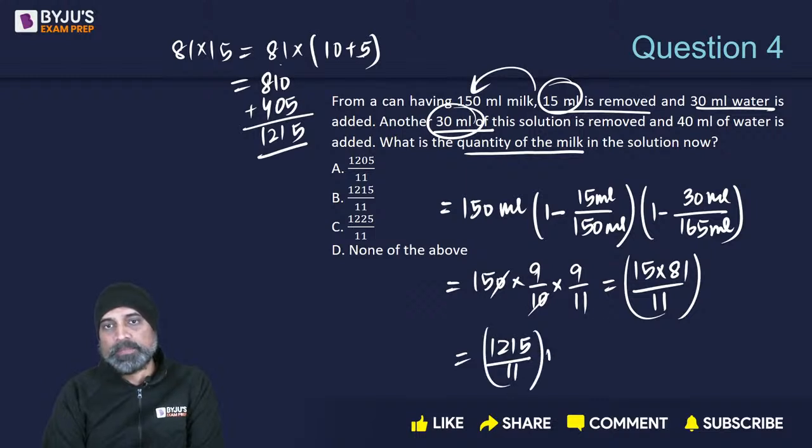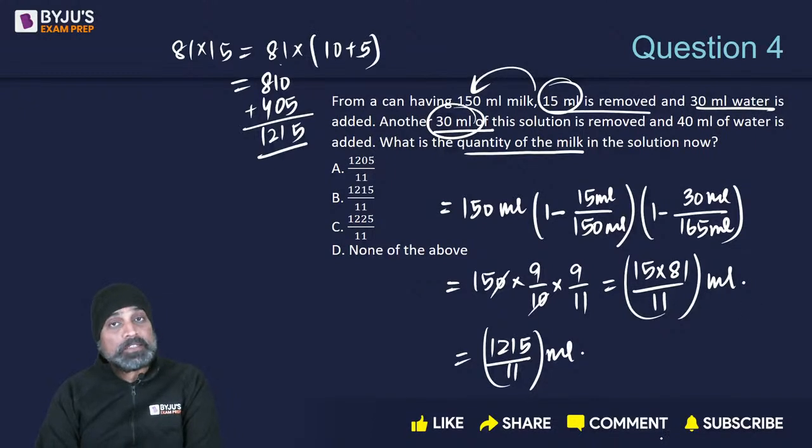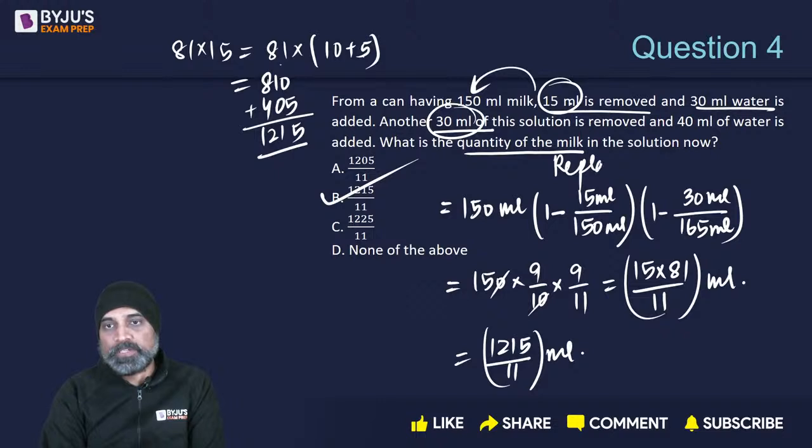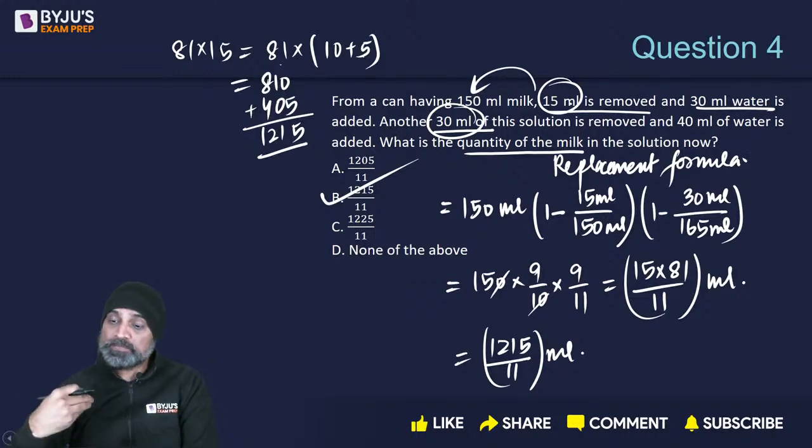So this is the ml of milk in this particular solution. So the answer is going to be option B. Right? This particular formula is called the replacement formula. We are removing something and putting back something.